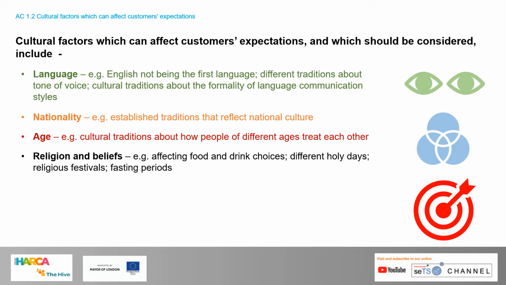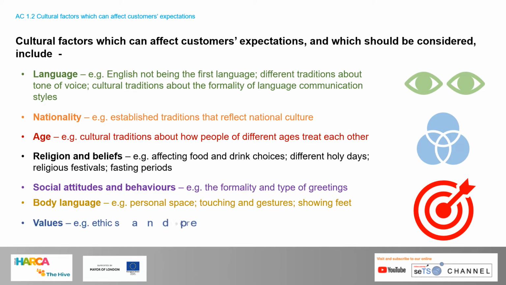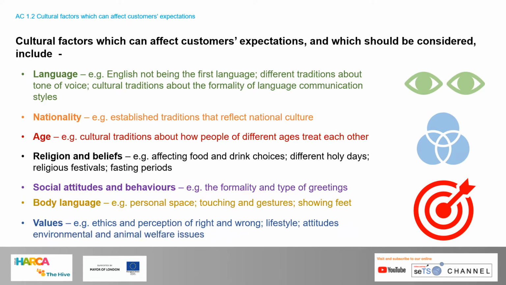Age, for example, cultural traditions about how people of different ages treat each other. Religion and beliefs, for example, affecting food and drinks choices, different holy days, religious festivals, fasting periods. Social attitudes and behaviours, for example, the formality and type of greetings. Body language, for example, personal space, touching and gestures, and showing feet.